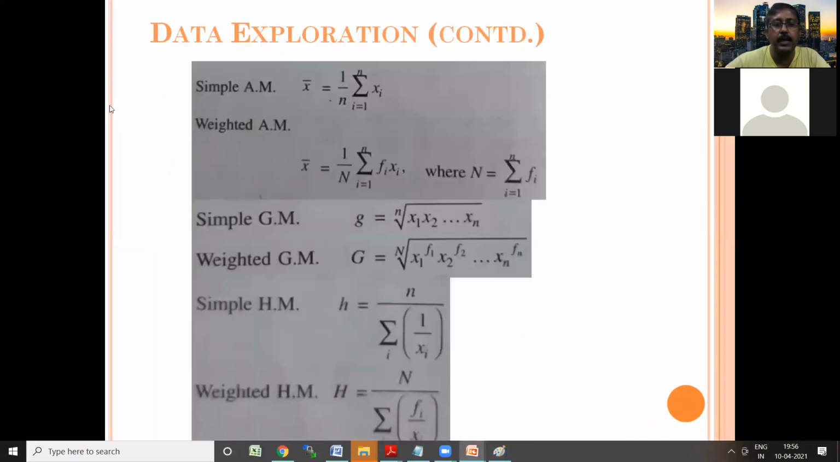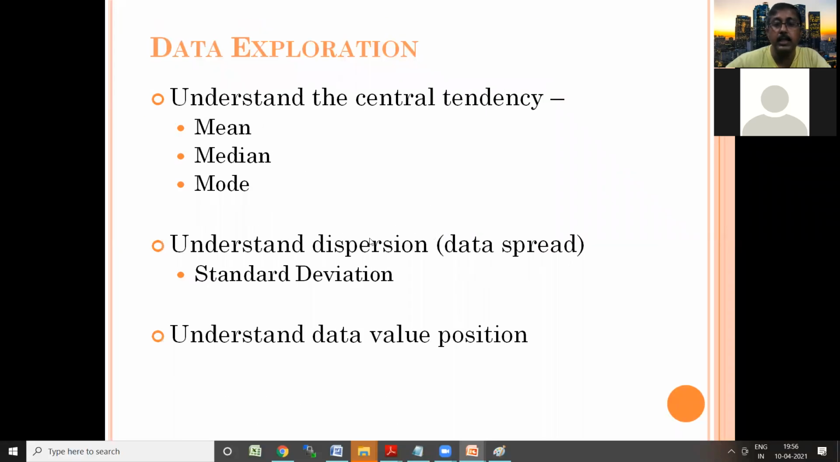How the data spread is, or the data position, the value of the data position. Sorry. So the first is central tendency, second is data spread, third is data value position.